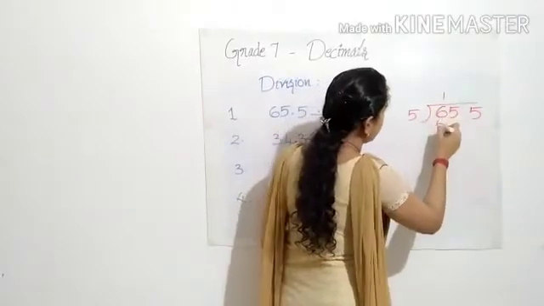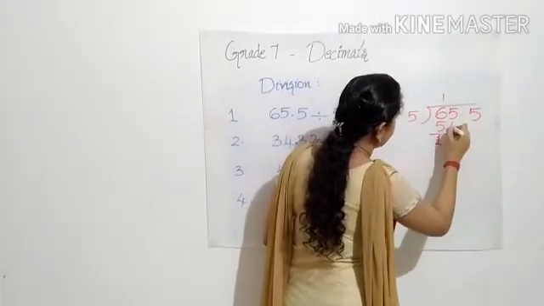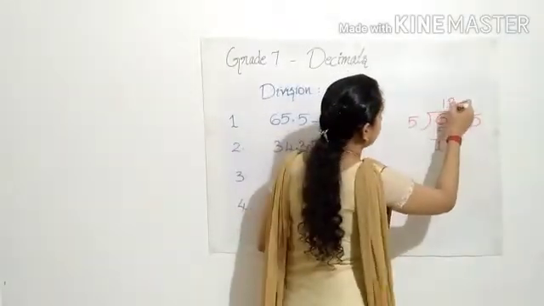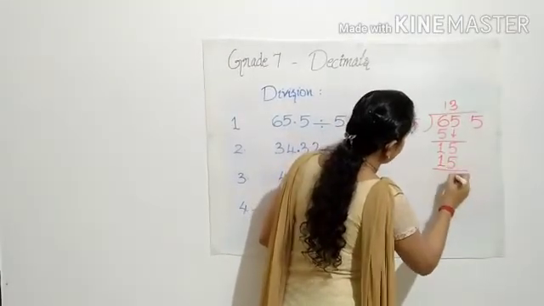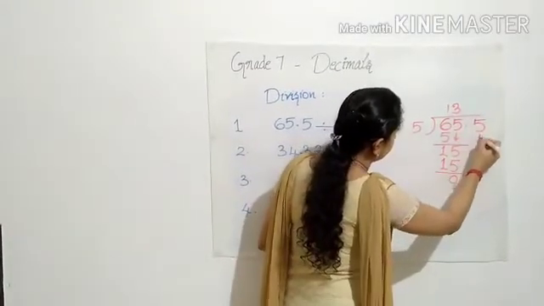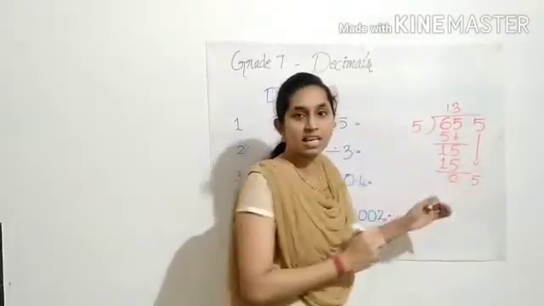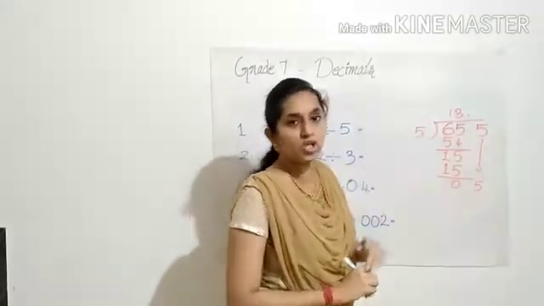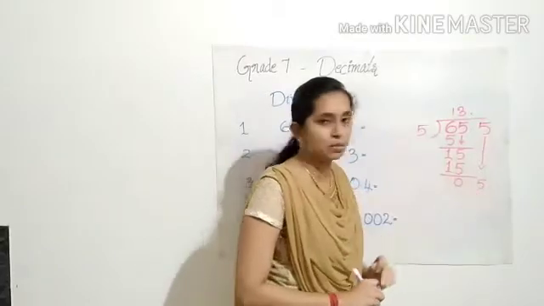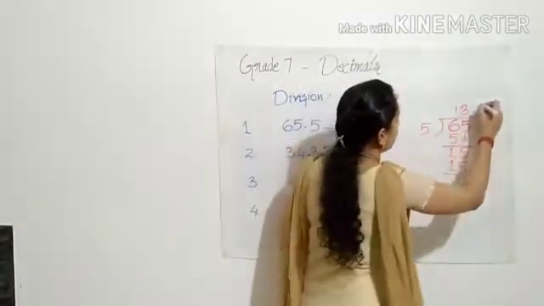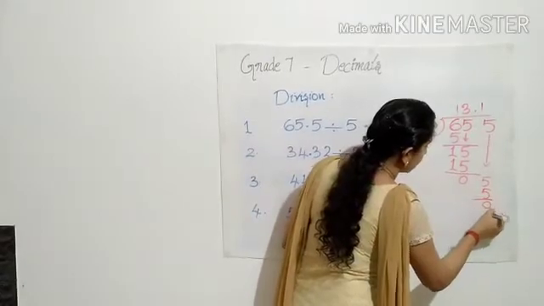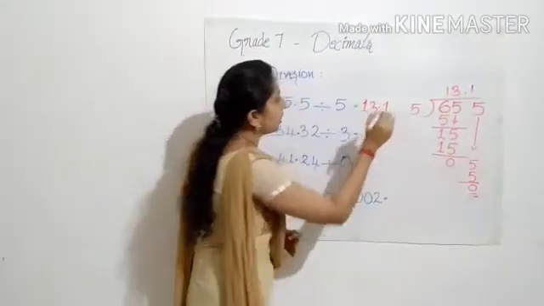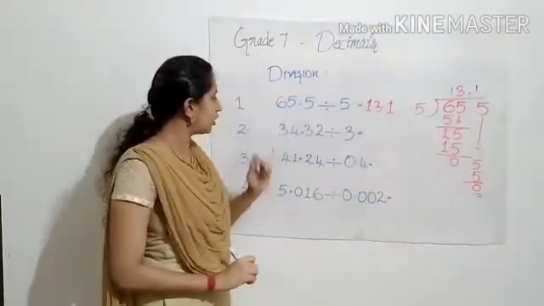5 ones are 5 and balance is 1. Take the next digit, that is 5, and in 15, 5 threes are 15. So remainder is 0 and take the digit 5, but you can see a decimal point here. So you just put the decimal straight in the quotient part. Okay. And now here 5 remains. 5 ones are 5. And so the remainder is 0. So the answer is 13.1. This is how to divide decimal numbers. Let's move on to the second question.